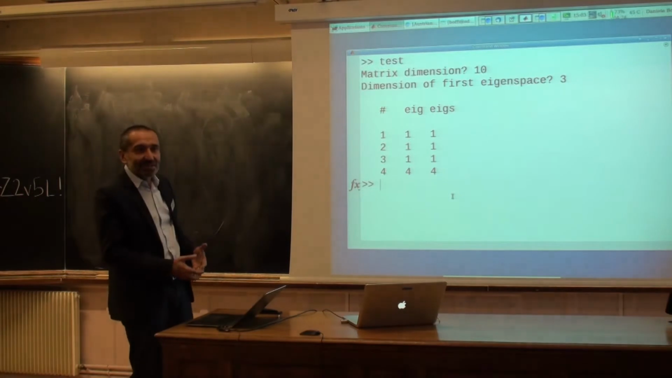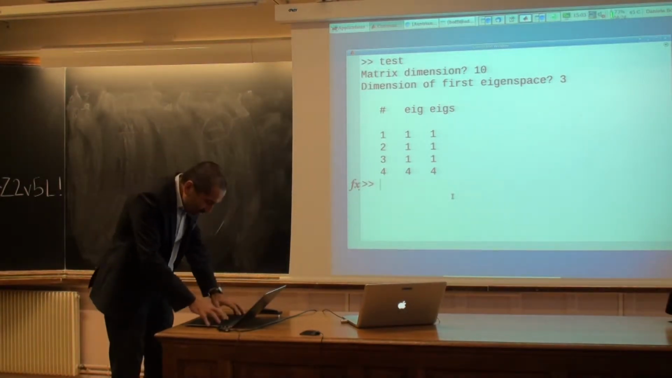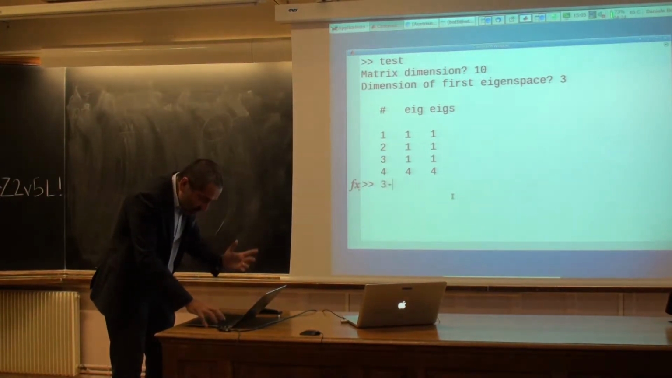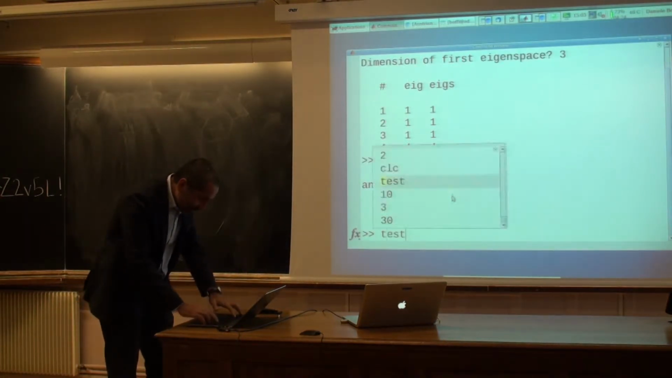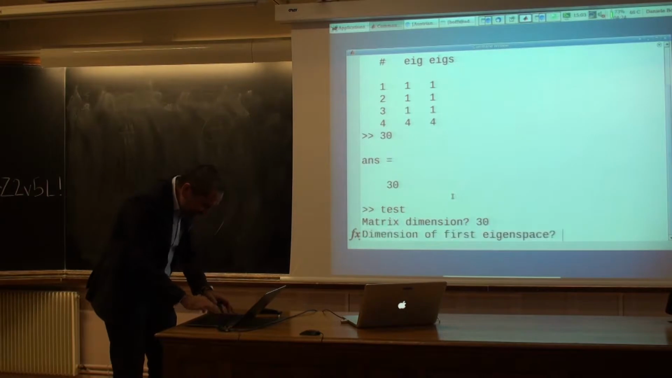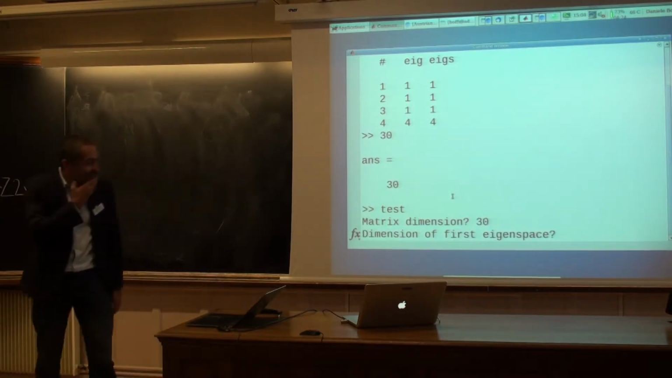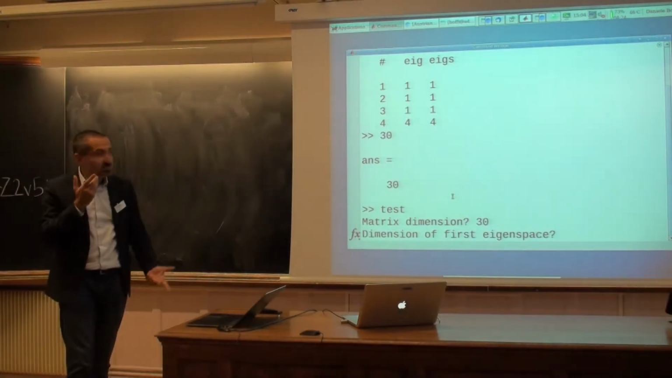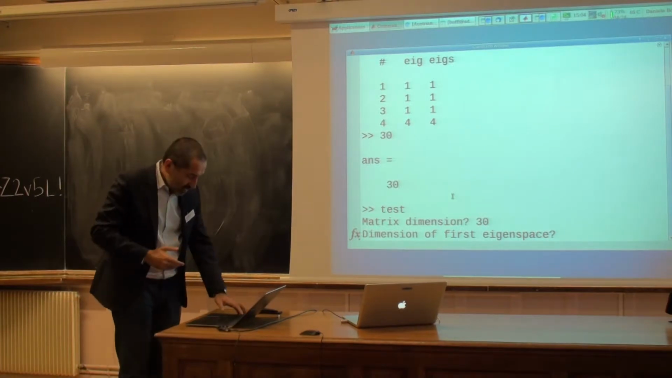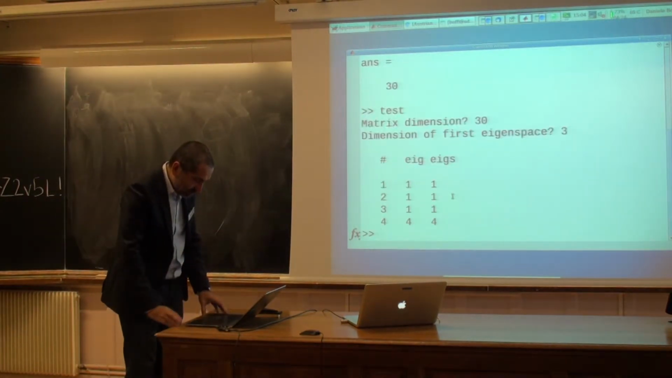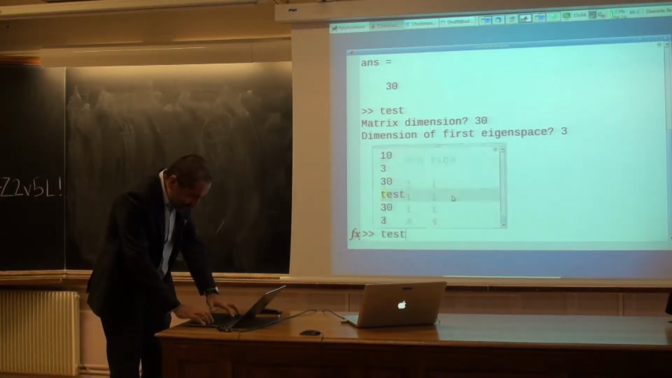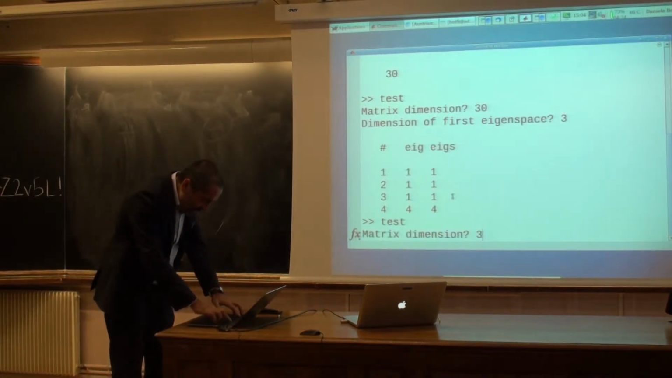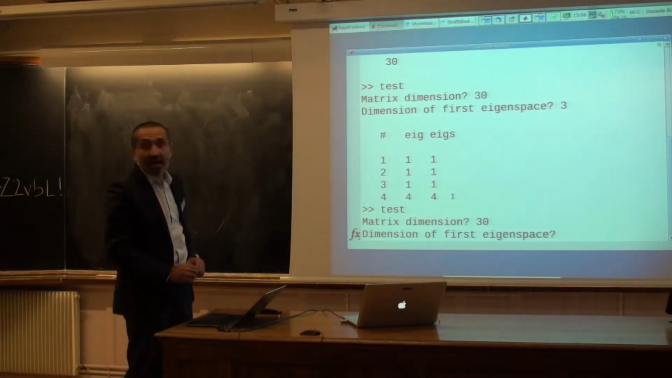Let's try to make the matrix a little bit larger. Then I put, say, 30. So I have to run the code first. It was too easy. Okay, 30. Dimension of the first eigenspace. Let's start with 3 again. Okay, that's good. Fine. 30 again, and let's put 5 instead of 3.